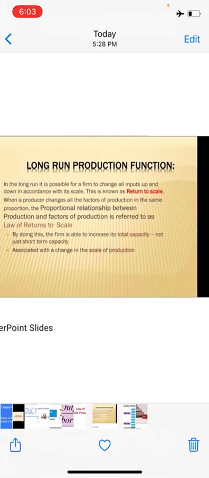Next we will talk about long run production. Now, what is long run production? Under long run production we talk about returns to scale.